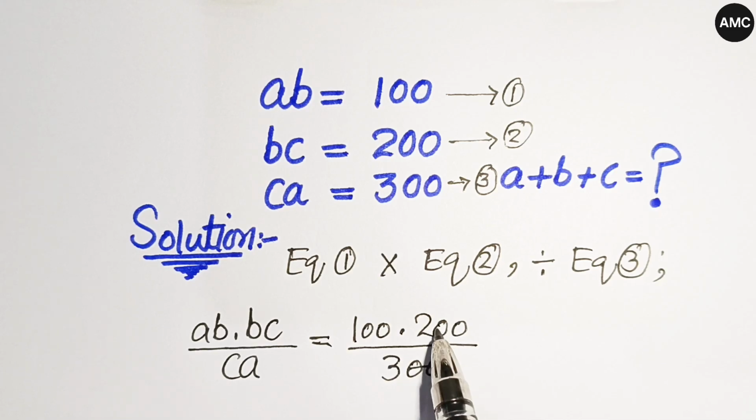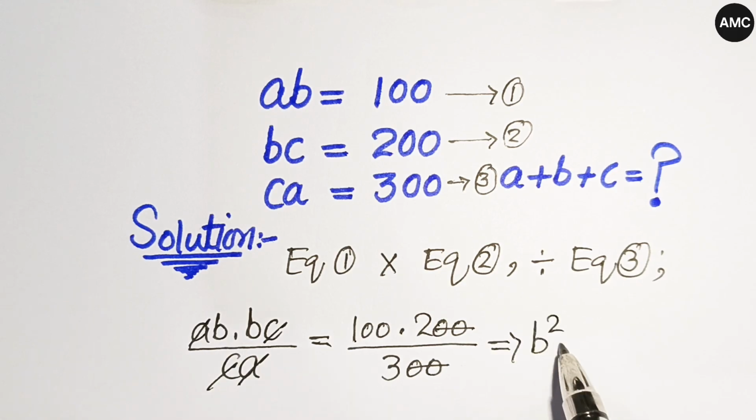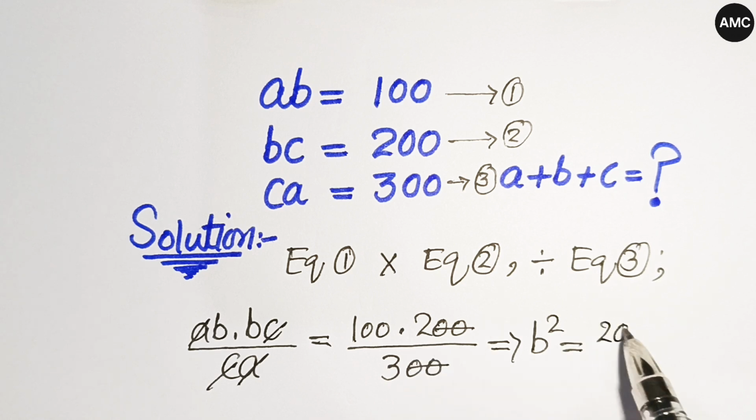So here this 0 is cancelled with this one. So we get a cancelled with a, c cancelled with c, and we get b times b, which is b squared. That is equal to 100 times 2, which is 200, divided by 3.